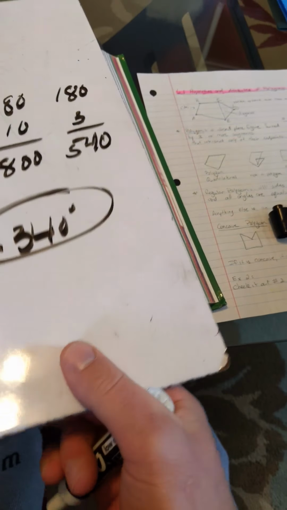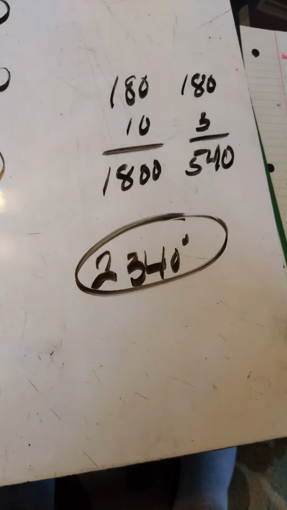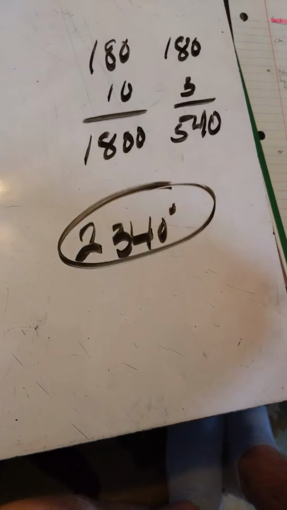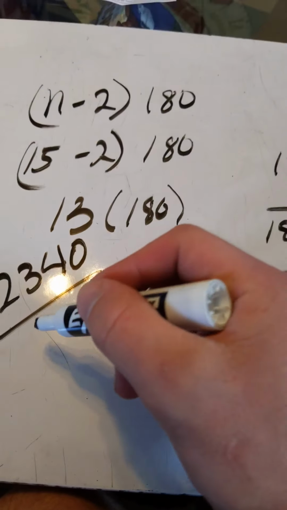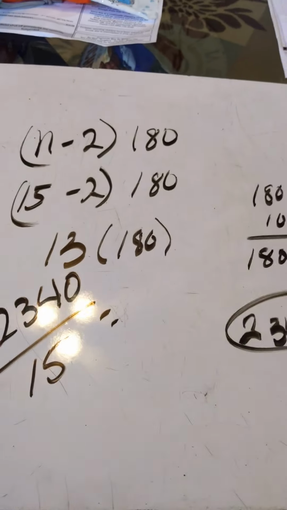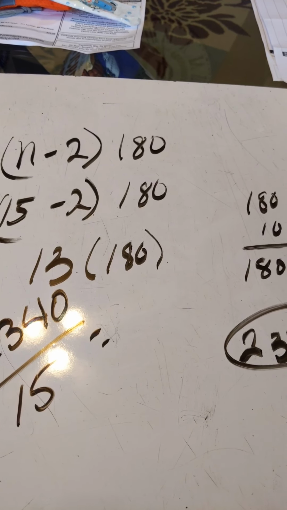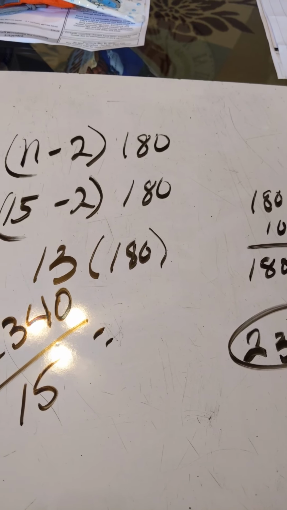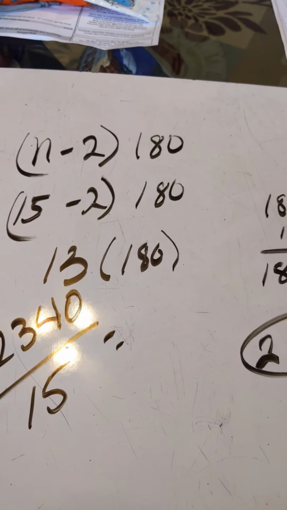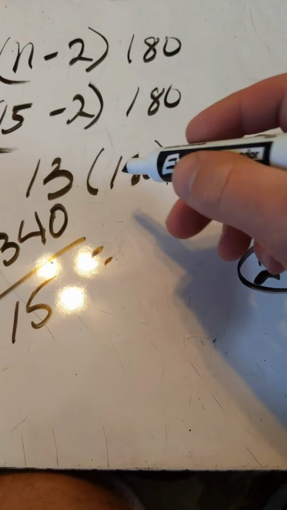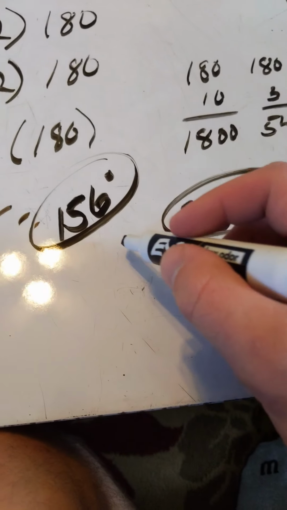Let's say it's regular. Just for an example, if it's regular, that means all of the angles are the same measurement. So we can take that 2340 and divide by 15 to figure out each angle measurement here. I'm going to grab my calculator. Each angle measurement is 2340 divided by 15, which is 156 degrees. Okay, so each interior angle of a regular 15-gon.